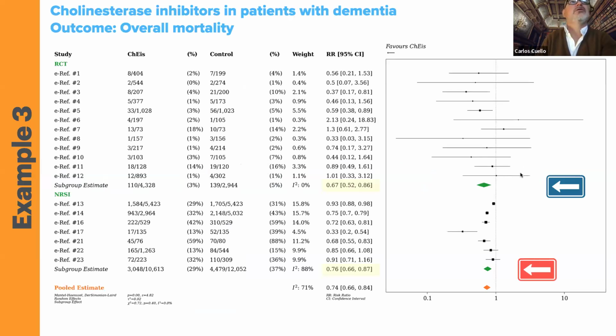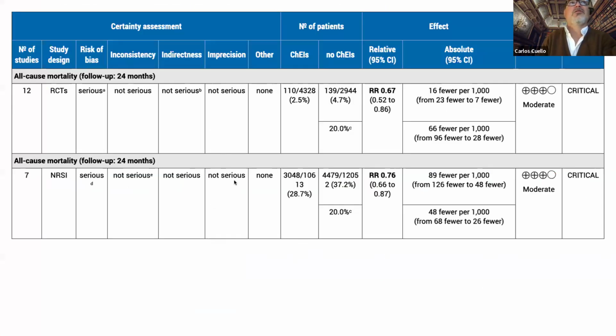So one quick example: this is cholinesterase inhibitors for patients with dementia, with the outcome of mortality. You can see it will look similar in this case, and you can consider the effect estimates in both rows, one for RCTs and one for observational studies for the same type of question. Even when you're working on this, you can decide what is happening in this case. For instance, you have 12 RCTs. The risk of bias was considered serious, and the rest of the domains were okay. This gives you a moderate certainty.